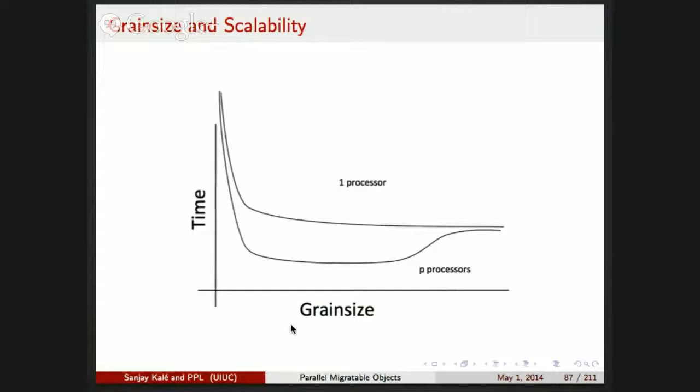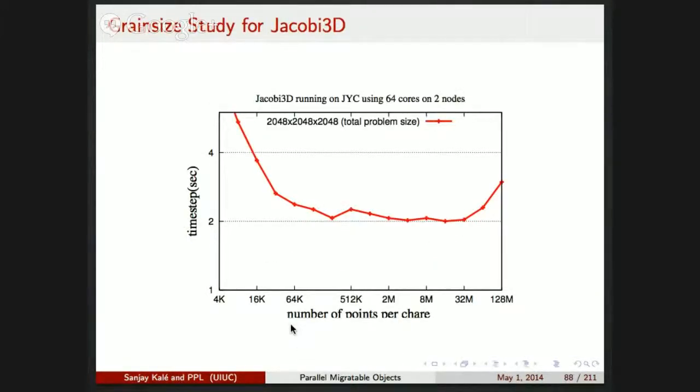So the ideal grain size is between this and this point, as you can see. It should be just large enough to amortize the overhead that you get.